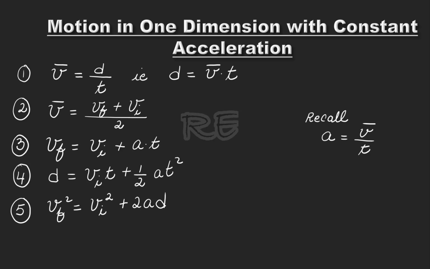Final velocity is equal to the initial velocity Vi plus acceleration times time. We call that acceleration is the change in velocity divided by time, and it's expressed in meters per second squared. The displacement is the initial velocity times time plus half of the acceleration times time squared. And the final velocity squared is equal to the initial velocity squared plus 2 times the acceleration times the displacement.